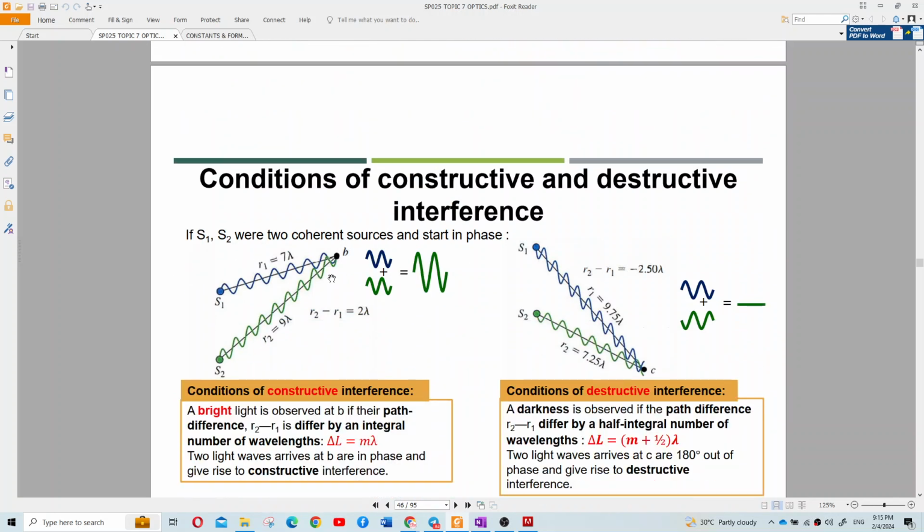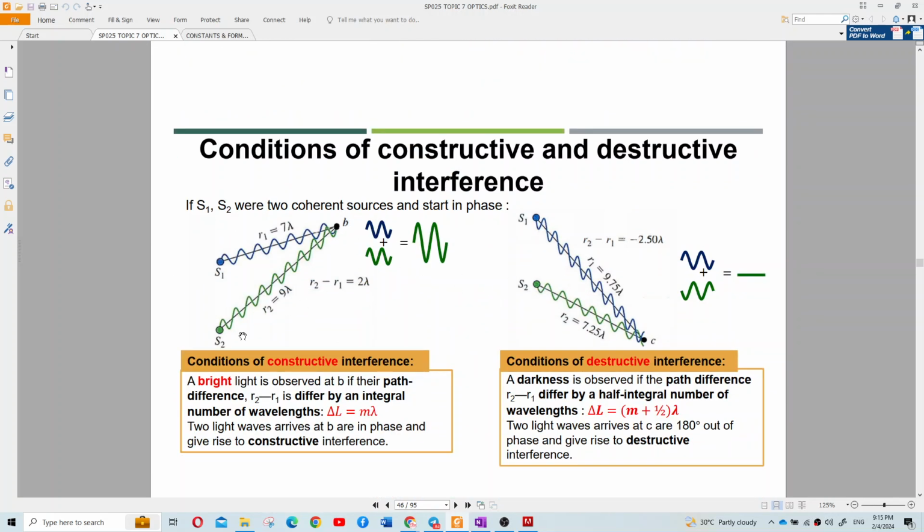Understand? But you see, like just now, 2 lambda, you get constructive interference. But for example, this one is 9.75 lambda, this one is 7.25 lambda, minus, you get 2.5 lambda. You get destructive interference.